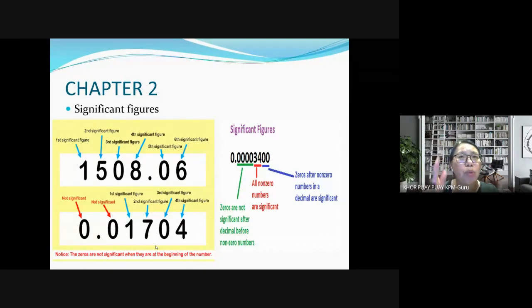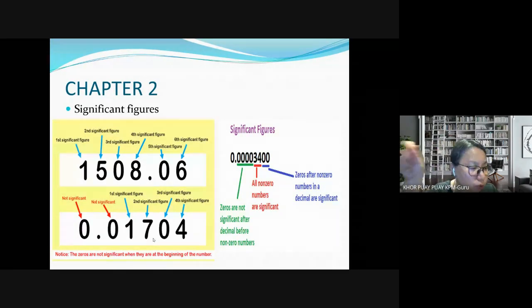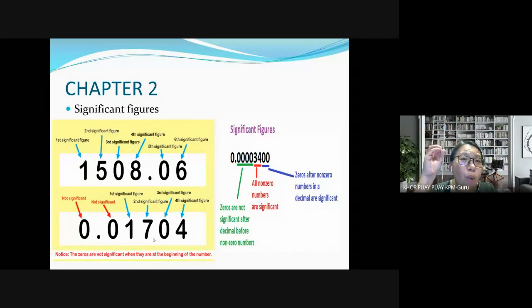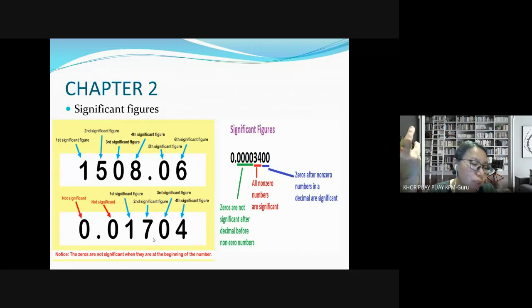Okay. So next, when we go to chapter 2, the front part is you need to count how many significant figures, or you need to round off to how many significant figures. So the most important is zero. Zeros are always very confusing. The ones that are non-zero are always counted as significant. Yeah, significant means penting, nombor penting. So always check where your zeros are.